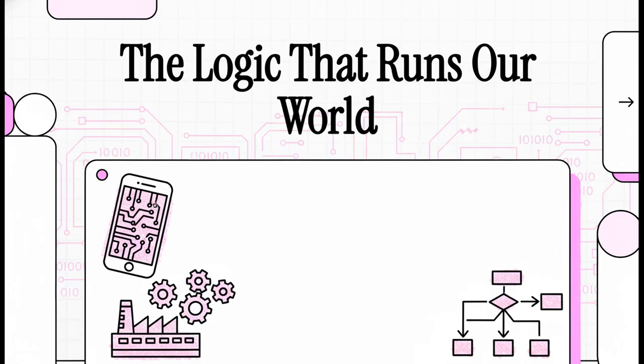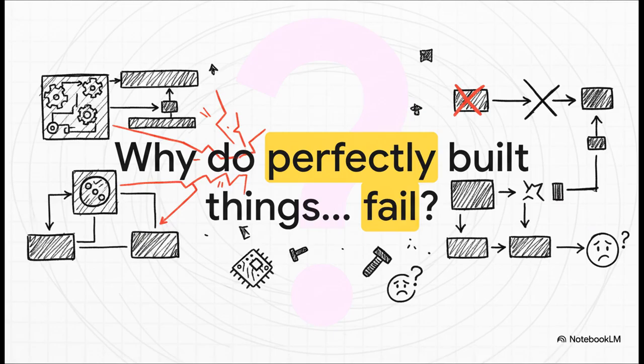So let's talk about the hidden logic that pretty much runs our entire world. We're going to pull back the curtain on the invisible rules that make everything from your phone to a massive factory work. And maybe more importantly, why sometimes they just don't. I mean, have you ever really thought about this?